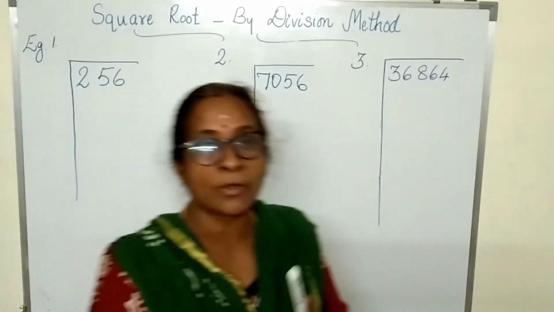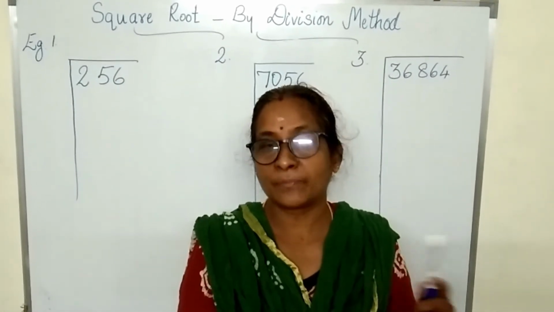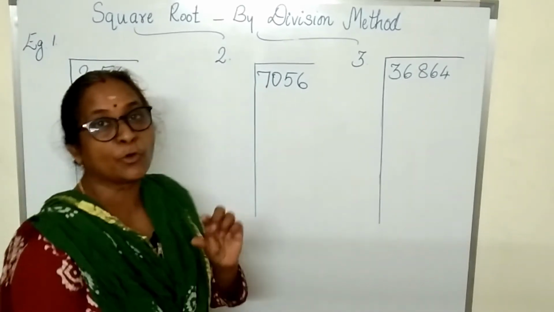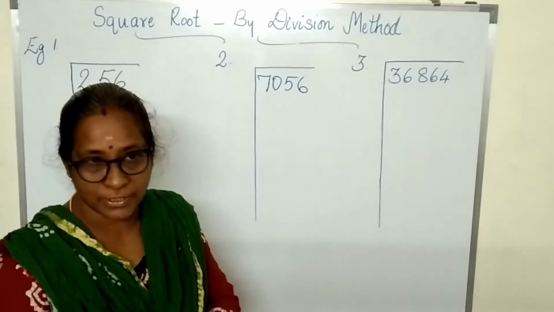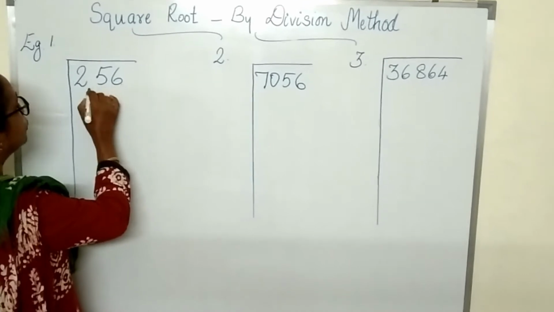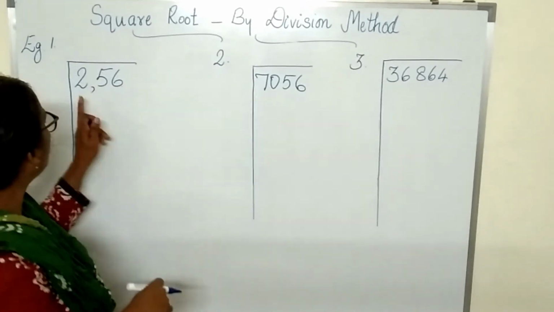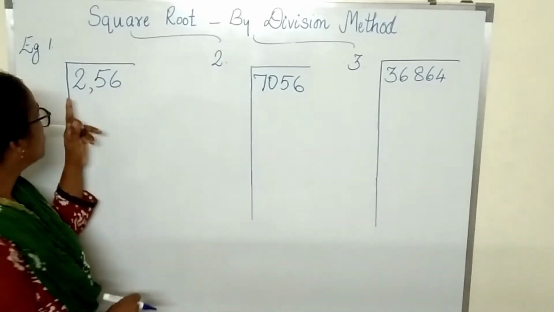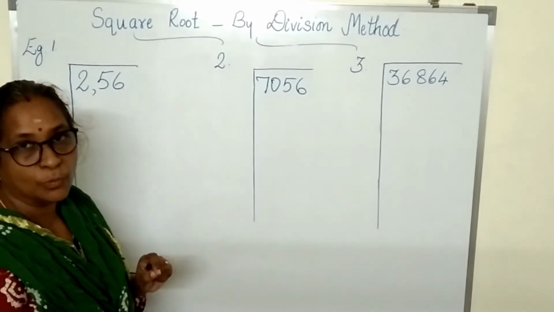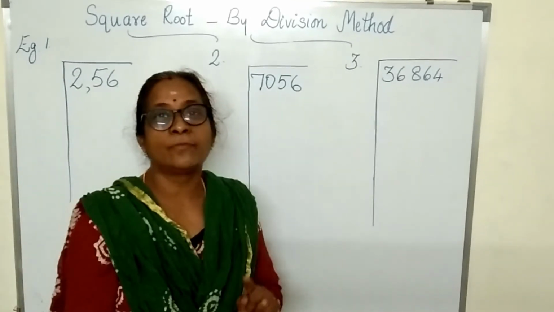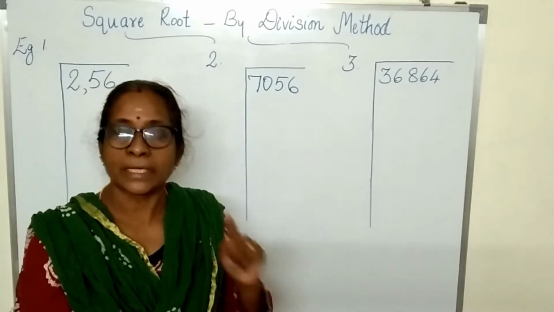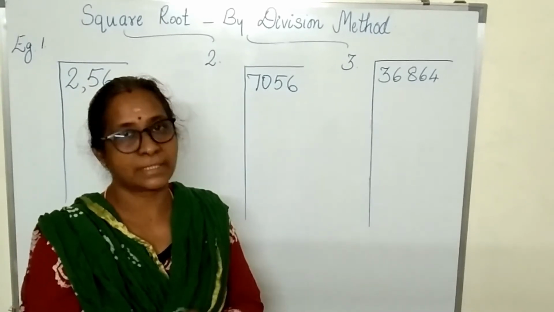How to find the square root of 256? What you have to do first is, from the ones place, make groups or pairs of digits. How to make the pairs? You see here 1, 2, then put a comma. So here we got two groups. Take the first digit. What is the first digit here? 2. Then think of a number whose square is either equal to 2 or less than 2.